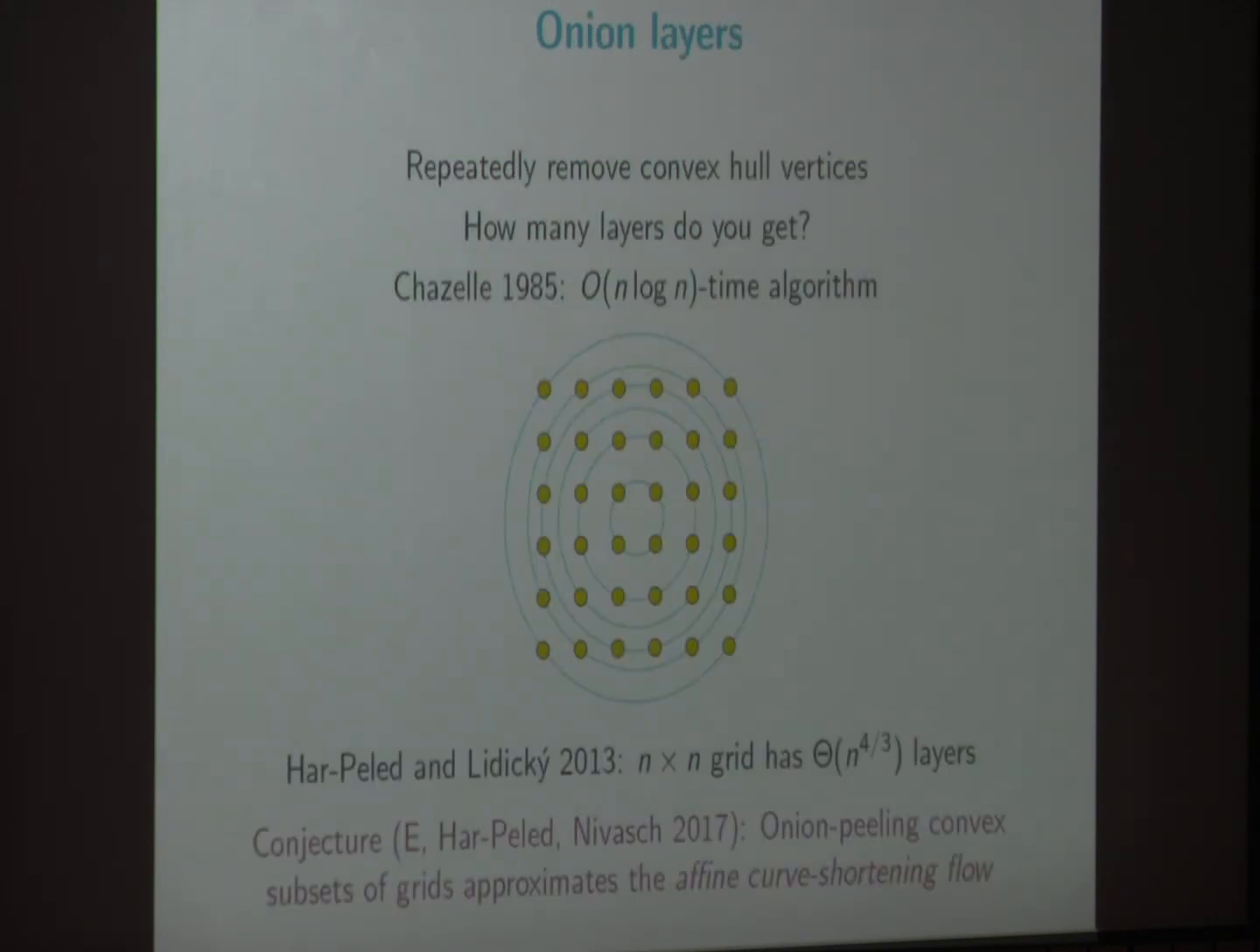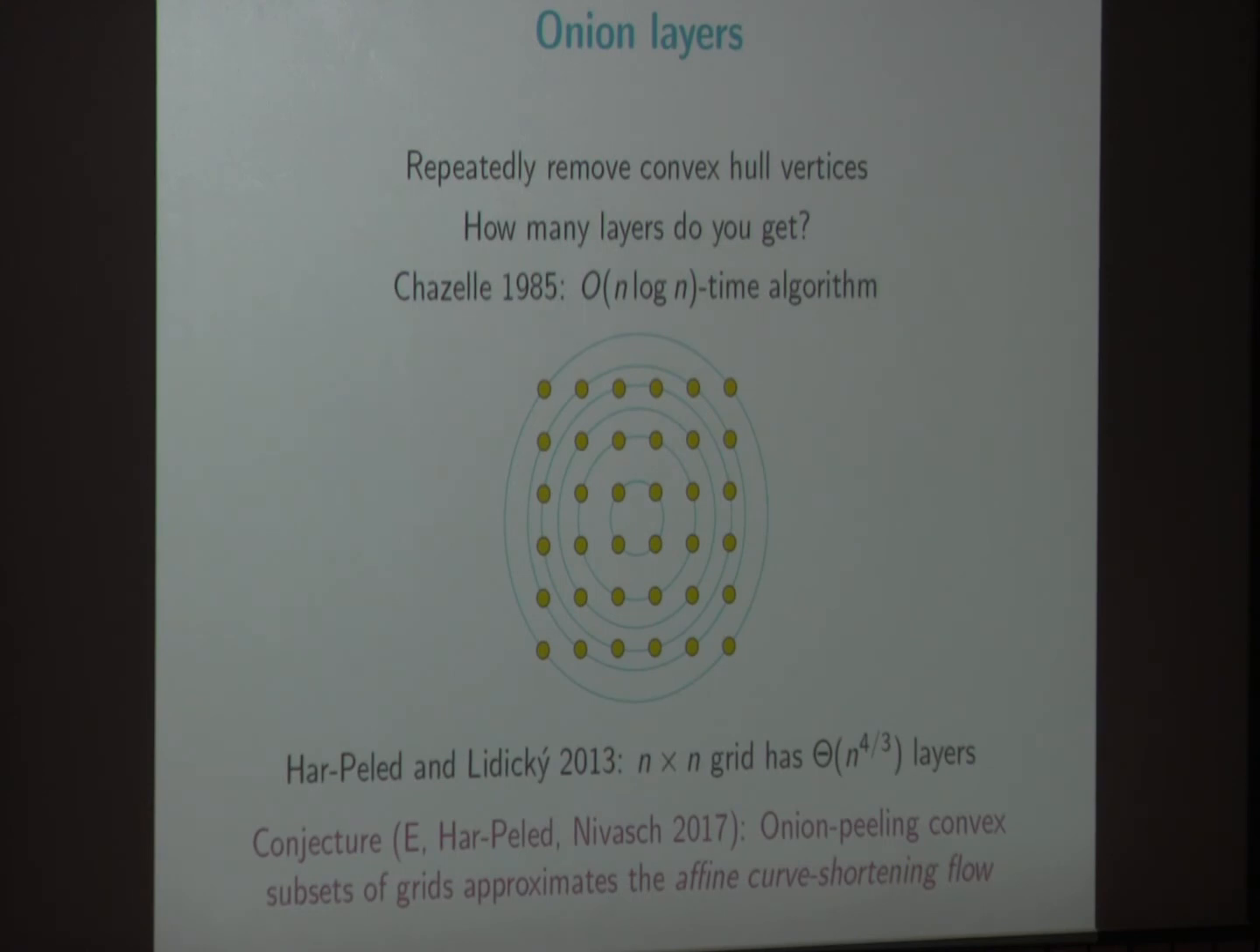The number of onion layers in a point set. If you take a point set, repeatedly remove the convex hull, remove the convex hull, remove the convex hull, you get a sequence of nested convex polygons. The number of those polygons is a monotone parameter. Computing them is an interesting algorithmic problem solved by Chazelle with an optimal n log n algorithm, and it's a monotone parameter.